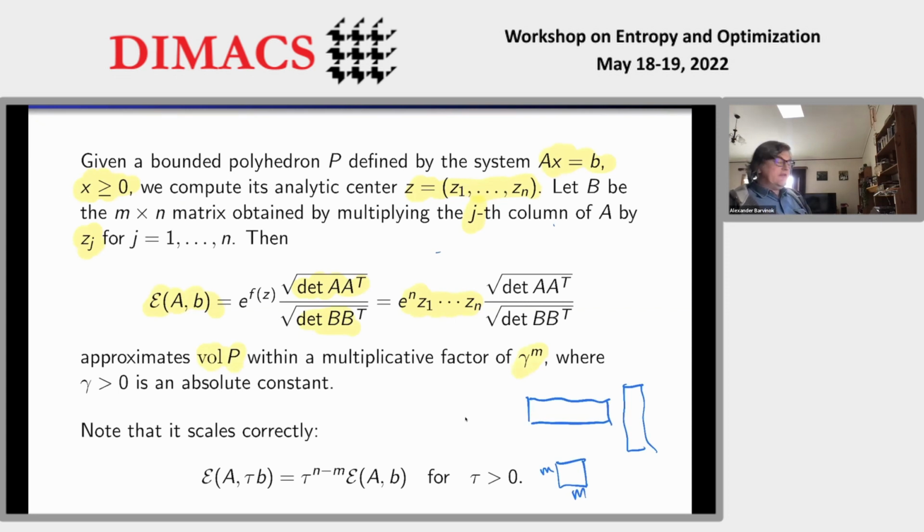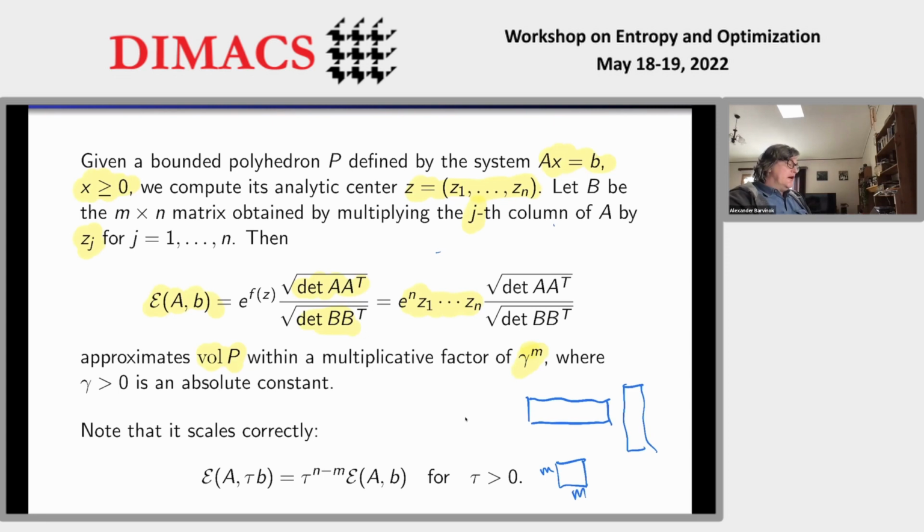And I should also say that we don't know if it's always an underestimate or overestimate, probably not. But what's true is that the volume is not greater than some absolute constant greater than 1 raised to the codimension, and not smaller than some absolute constant less than 1 raised to the codimension times this estimate. And later on, I'll state an exact result where we actually took some pains to estimate this constant.